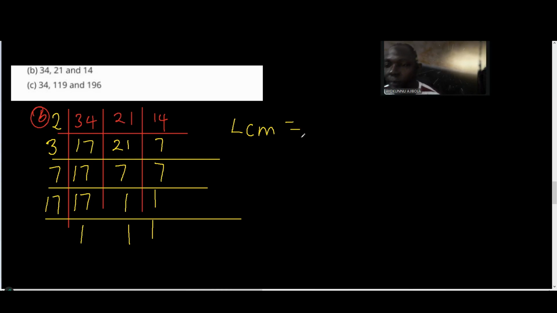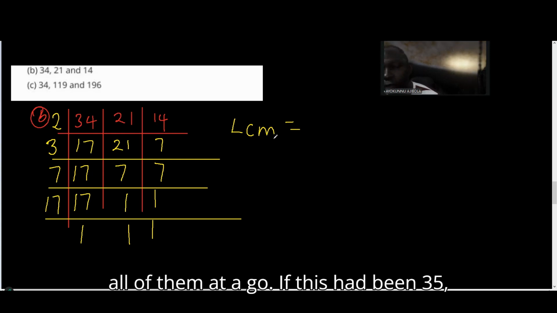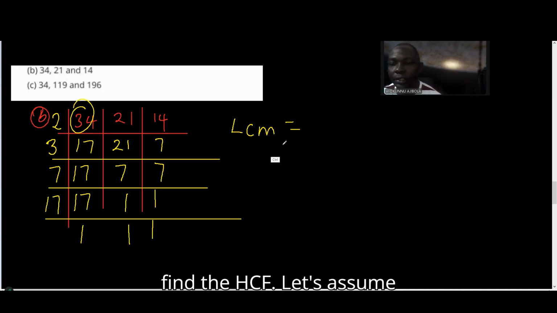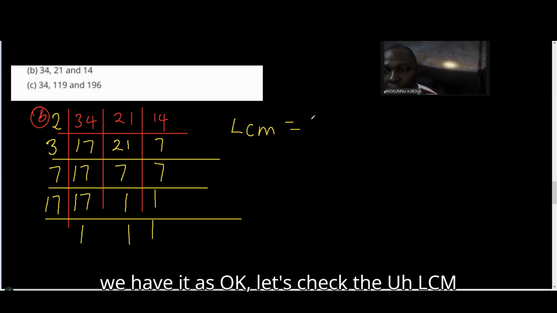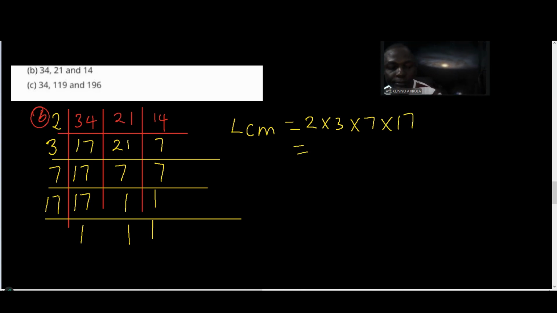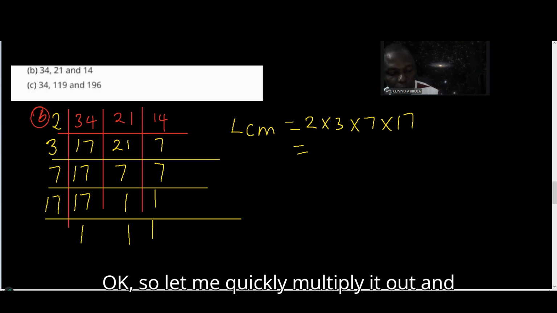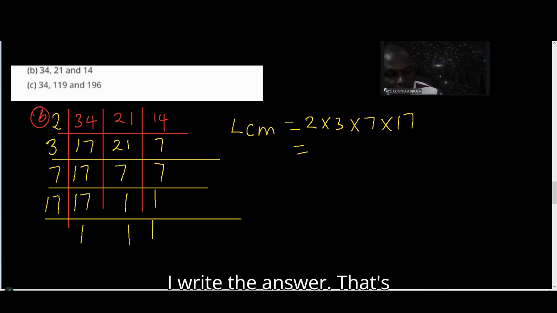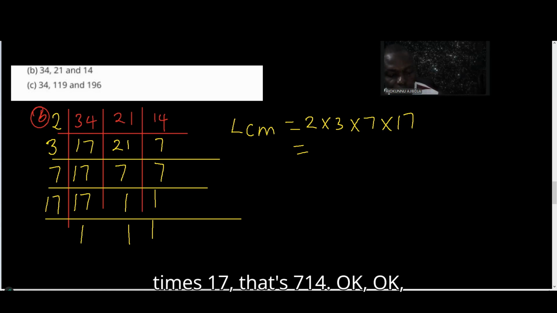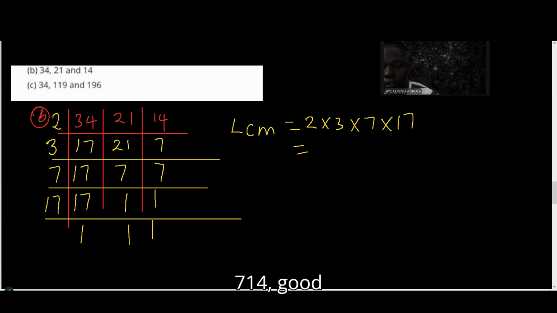There is no number that will divide all of them at a go. If this had been 35, then it would have worked to find the HCF. Let's check the LCM first. That's 2 times 3 times 7, then times 17. Let me quickly multiply it out and write the answer. 2 times 3 times 7 is 42. Then times 17, that's 714. Okay, 714.